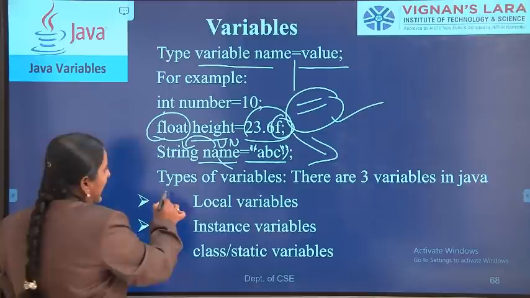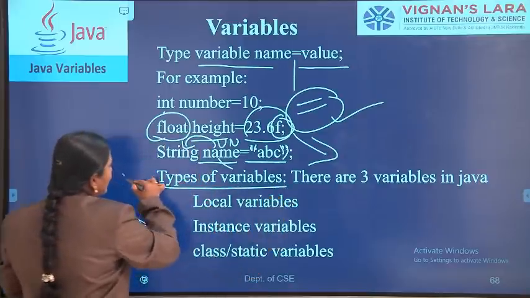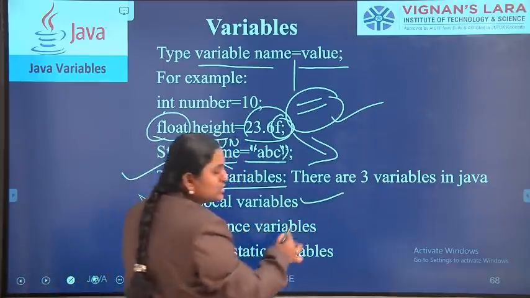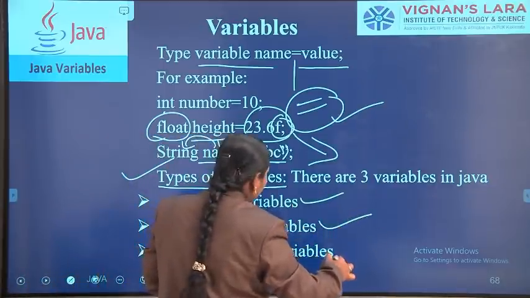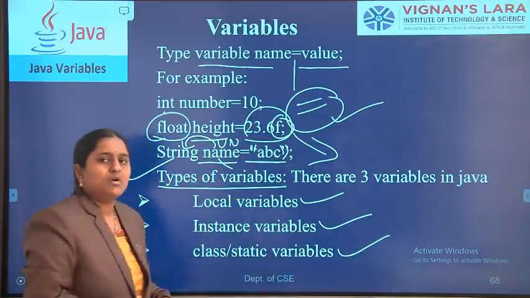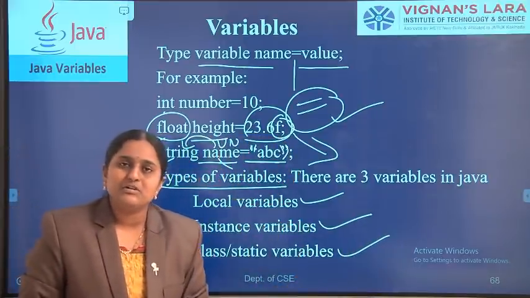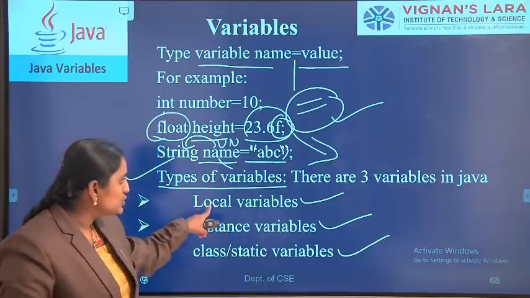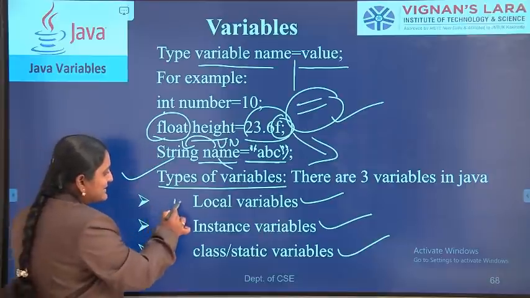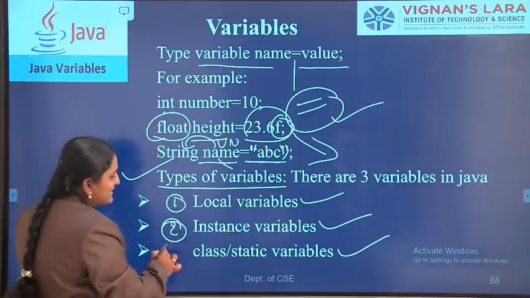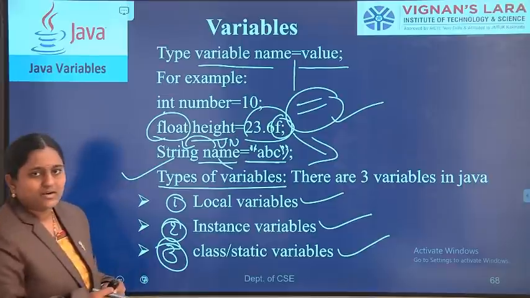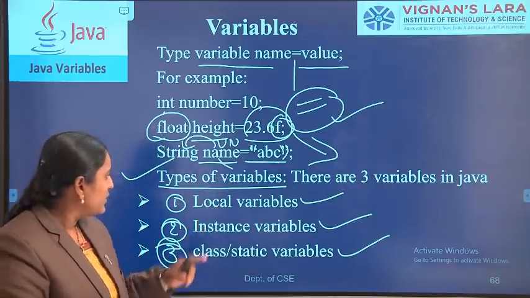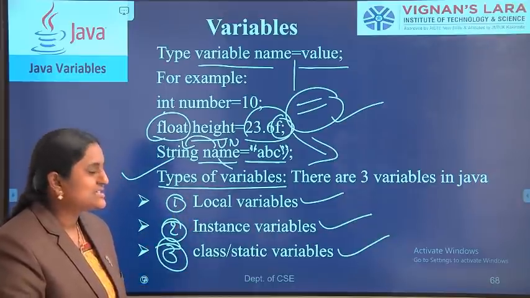So the next concept is types of variables. Java supports 3 types of variables. The first one is local variables, the second is instance variables, and the third is class or static variables. These 3 are the types of variables in Java: local, instance, and class or static variables.